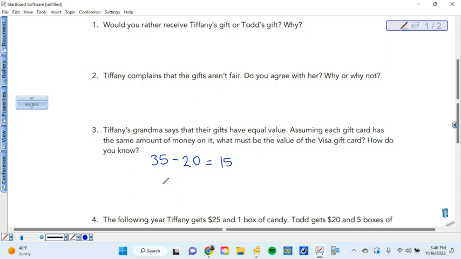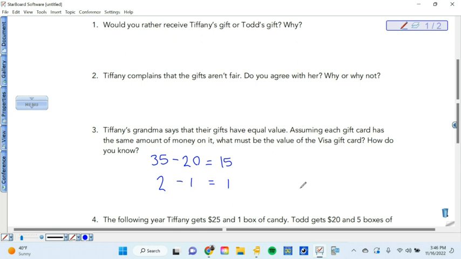And Tiffany got 2 gift cards. And the difference between gift cards would be 1, right? So that just means that 1 gift card is $15. Kind of similar to the rate of change that we were looking at, right? But there's another way to think about it.